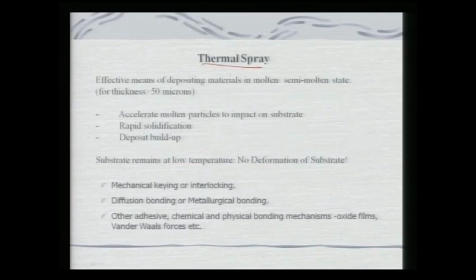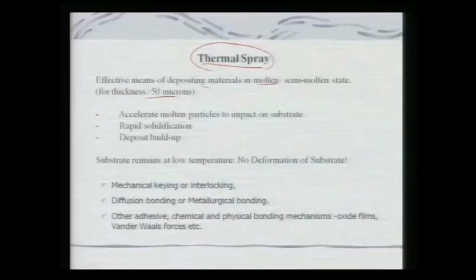Thermal spray is an effective means of depositing materials in a molten or semi-molten state for achieving thicknesses approximately greater than 50 micrometers. Essentially more than 90% of the coatings for biomaterials are deposited by thermal spraying. So, thermal spraying is a very versatile technique for depositing a coating onto an implant surface, a biomaterial, or a device material.